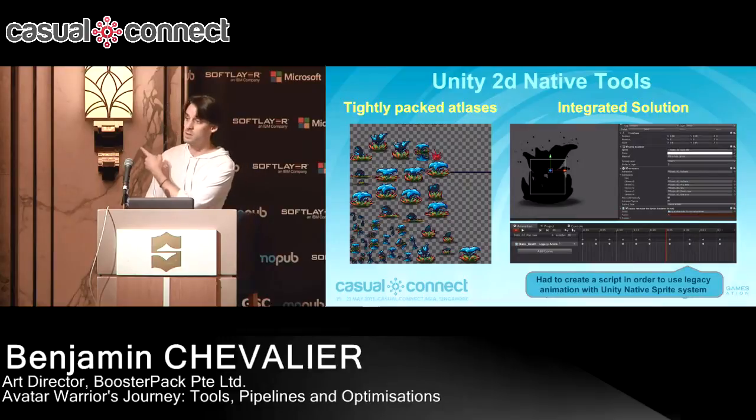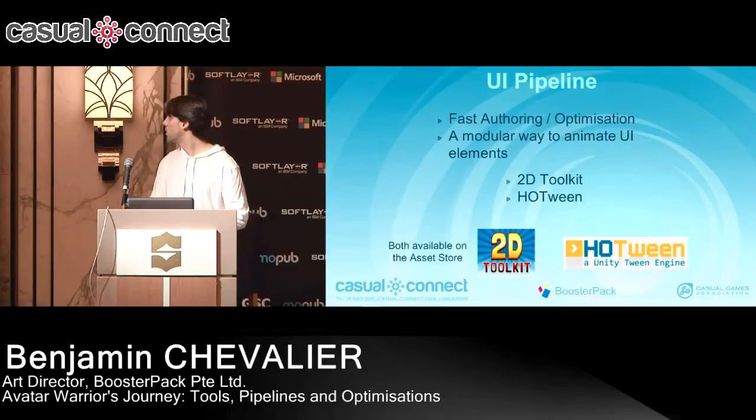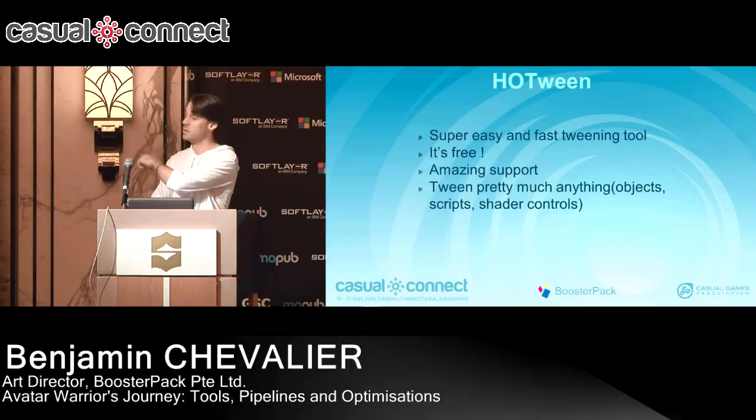So the solution is super integrated. It's pretty fast. It's actually faster than the 2D Toolkit animation tool. And then we have a UI pipeline which also uses 2D Toolkit and a way to do modular animation for it. So HOTween is the modular animation system we're using. It's free. It's very fast. Support is amazing. We can pretty much tween anything.